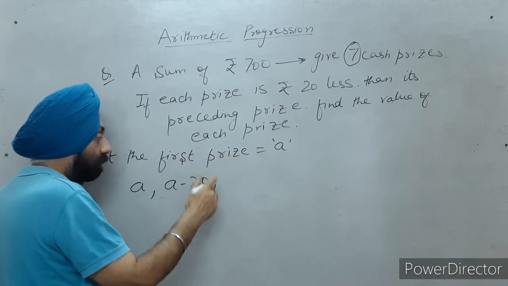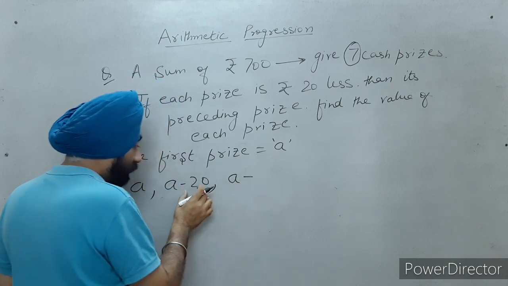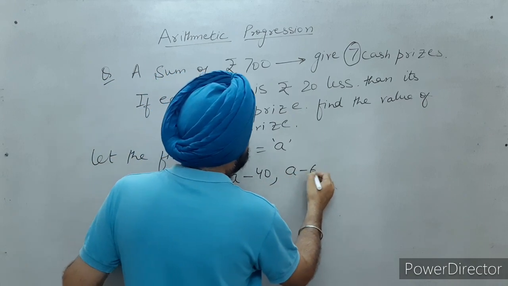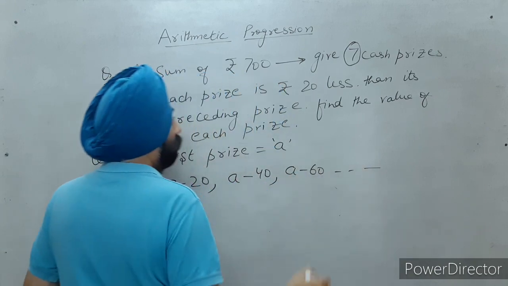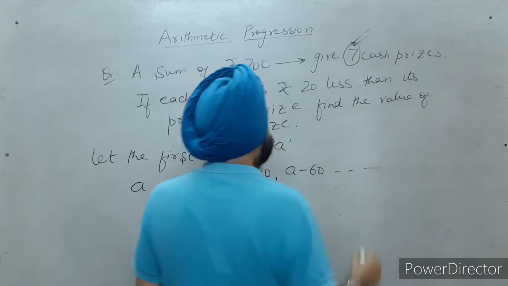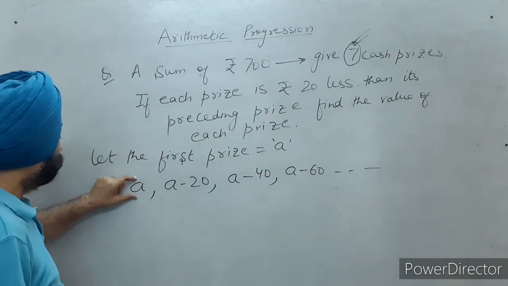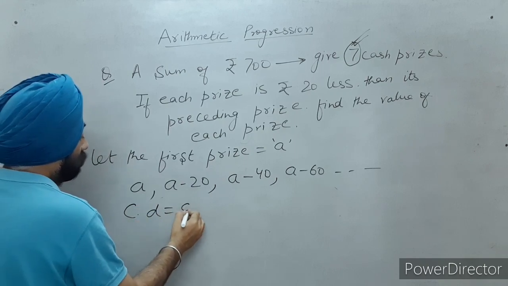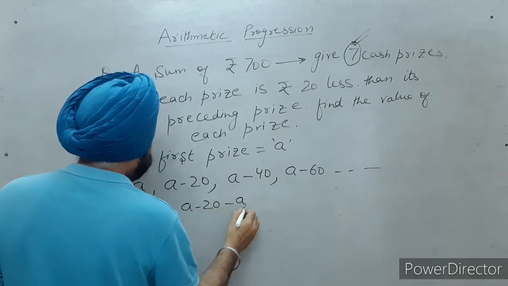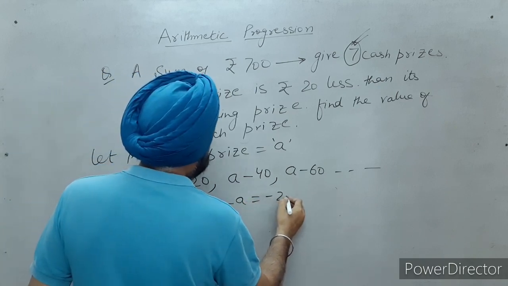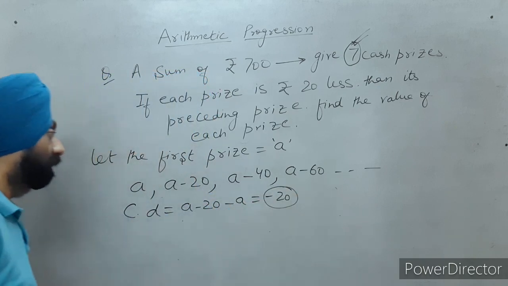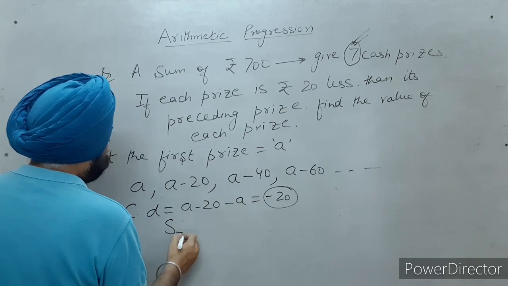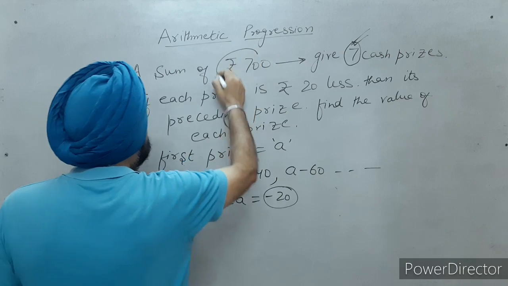Now the third will be what? A minus 20 minus 20, that is A minus 40. Next will be A minus 60 and so on. How many prizes do I need? 7 prizes. So the first term is A, common difference is second term minus first term, I get common difference as minus 20. Now I just need to find S7. Sum of 7 prizes is going to be 700 rupees.